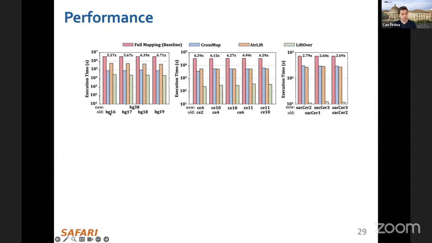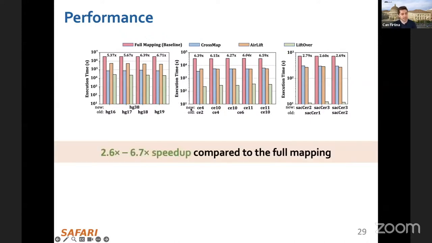This means that, for example, in this particular region, we can tell that we generated the results by moving the reads from HG16 to HG38. And in this particular region, we can tell that we generated the results by moving the reads from HG19 to HG38 again.